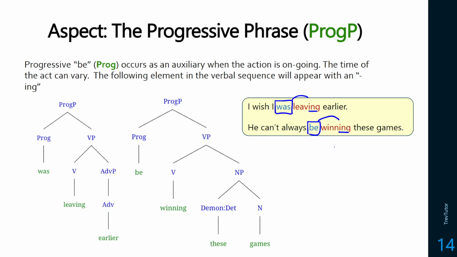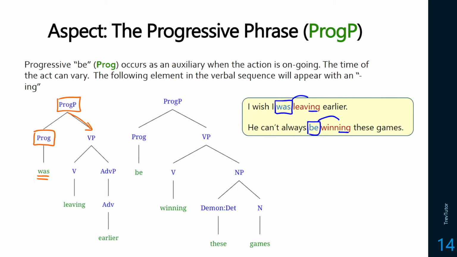So, what does this look like in terms of the structure? Well, if we say was leaving earlier, what we'll do is we'll label the was as prog, because this is progressive, this is the continuous, that's its label, that's what it does. And that is going to build up into a progressive phrase. And what that progressive phrase is going to take is it can take a verb phrase as a complement. So if the verb phrase comes next, it'll take the verb phrase as its complement afterwards.